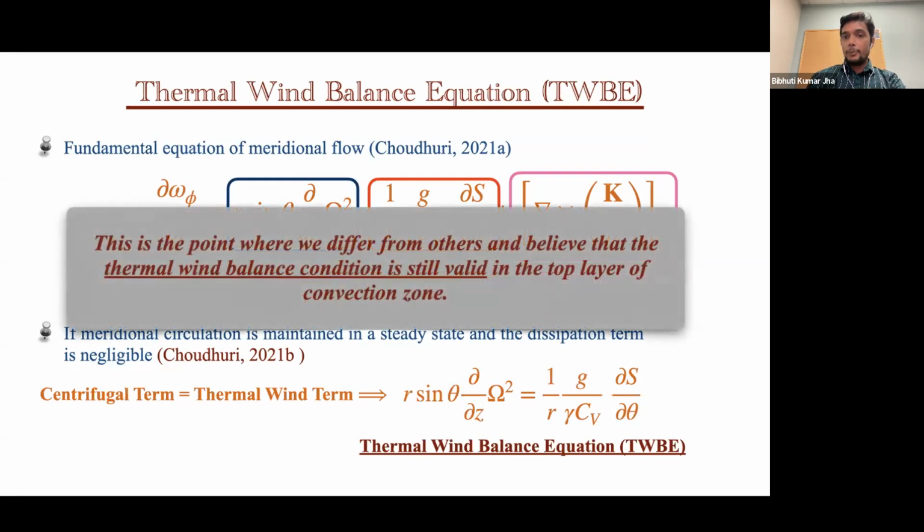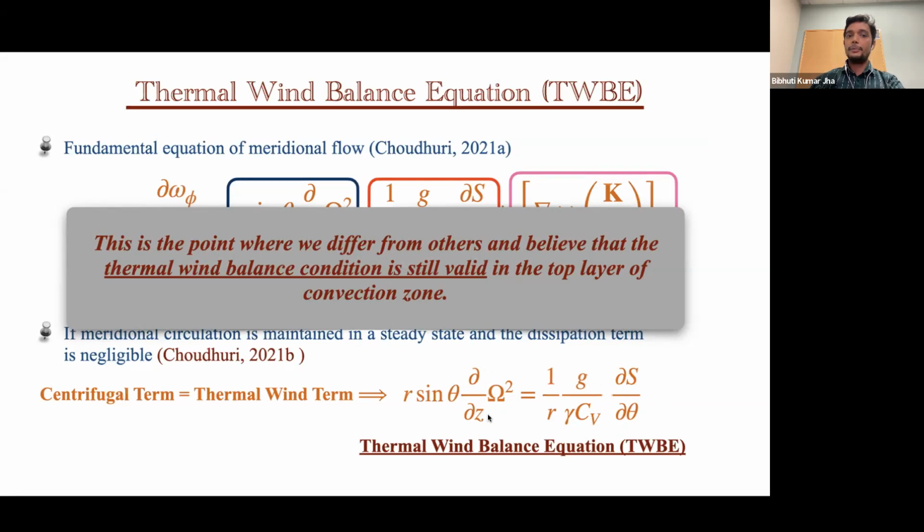So this is the point where we differ from the others. Most of them will believe that at the top of the convection zone, this thermal wind balance equation is not valid because of the third term, that is the dissipation term. We cannot ignore that dissipation term at the top of the convection zone, and that means that this centrifugal term that is arising due to the solar differential rotation cannot be balanced by the thermal wind term, and we need the dissipation term to balance this, and that actually gives rise to the NSSL.